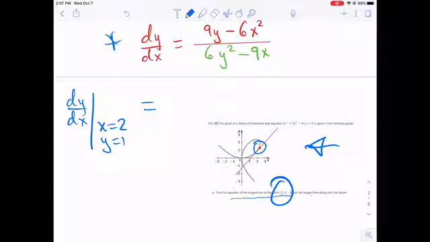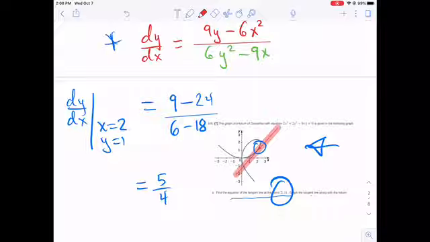And when we do that, well, 9 subtract 24 divided by 6 subtract 18. Both the numerator and the denominator are negative, so I'll cancel those. We're left with 15 over 12, which is 5 over 4. Now 5 over 4 is a little bigger than 1, and in the picture here, the slope of the line looks a little bigger than 1, so this at least seems reasonable.